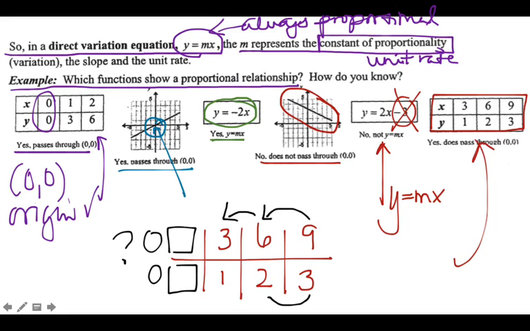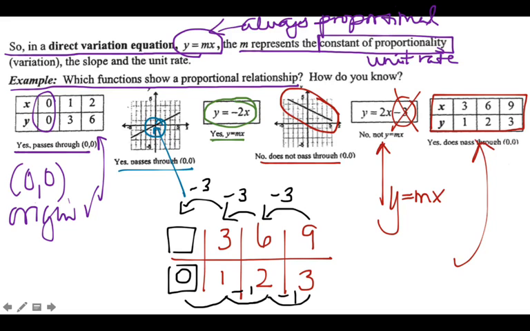Because if you noticed, you see how this is going down by 1 on my y values? So this next one would be a 0, which is promising. Okay, that looks good. I've got half my origin listed there. Now with my x's, I'm going down by 3. Down by 3, 3 minus 3 is 0. Ding, ding, ding. That is a proportional relationship.